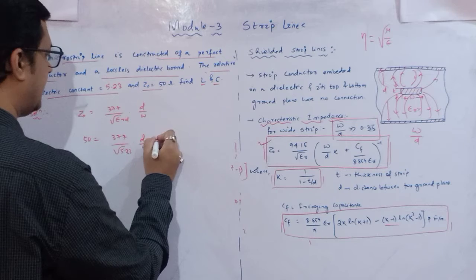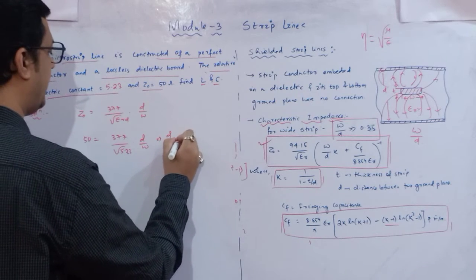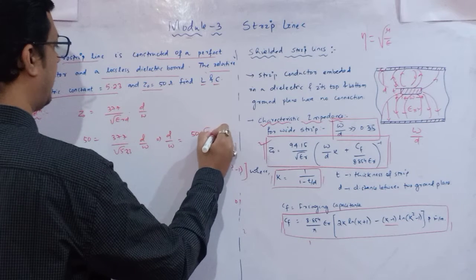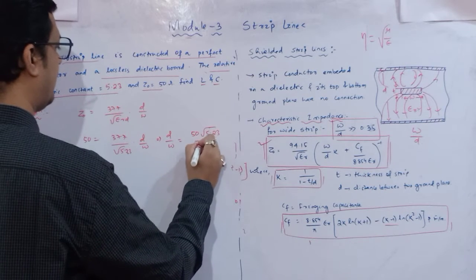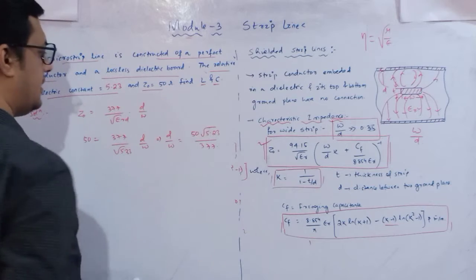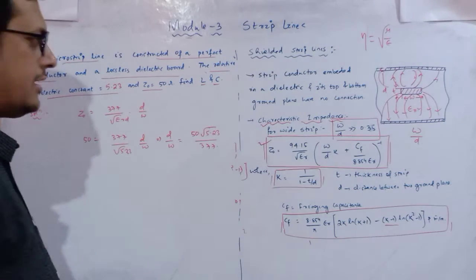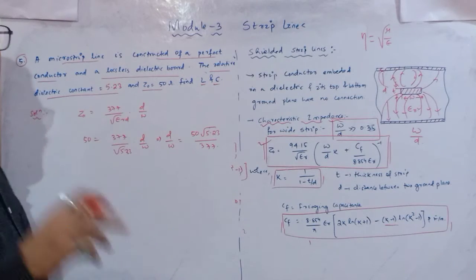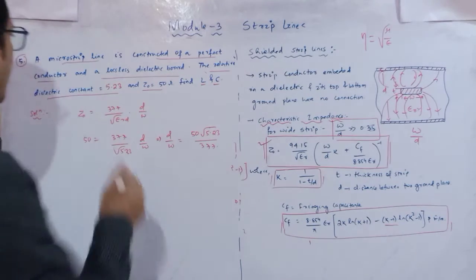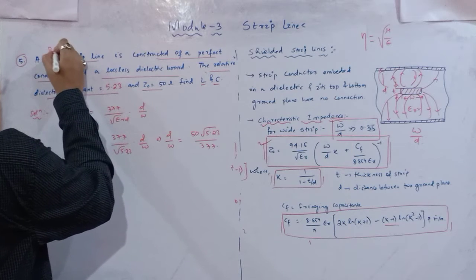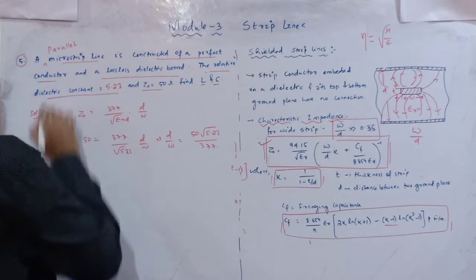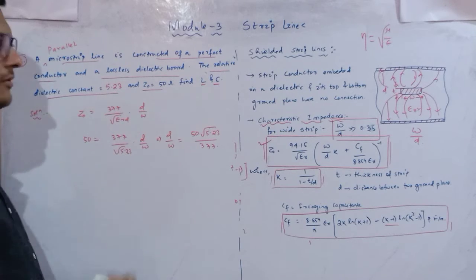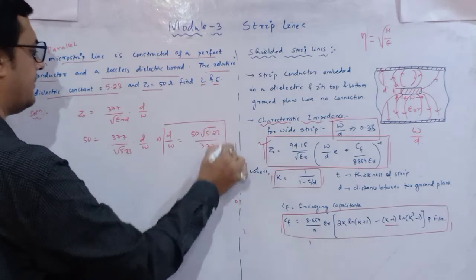So from this we can have d by w equals 50 root 5.23 divided by 377. You can calculate with the help of a calculator and find out what d by w is. So this is about the parallel microstrip line I am asking. Here we can write it is a parallel microstrip line, with 50 and d by w. So the d by w ratio we have identified.